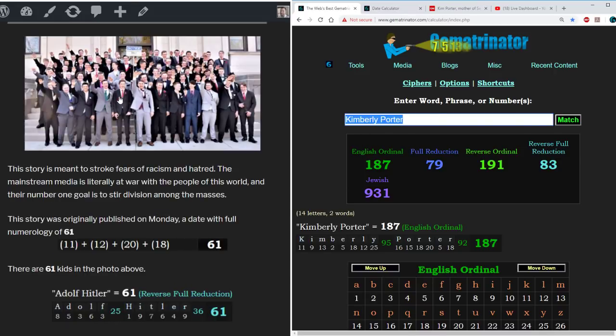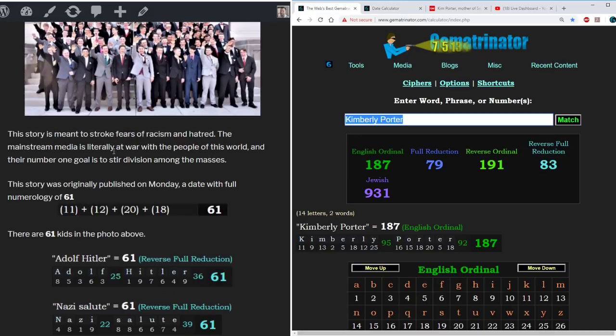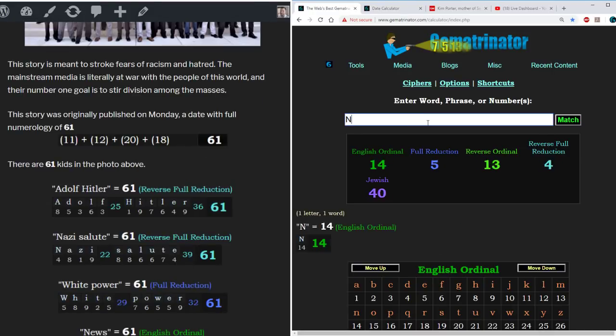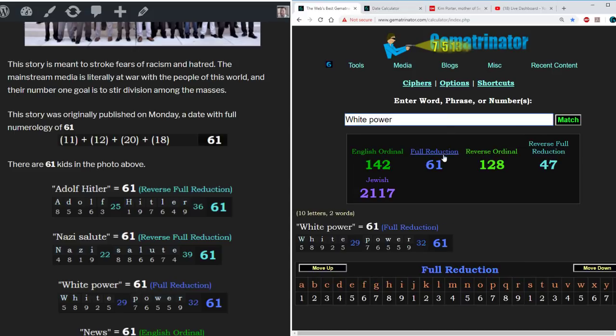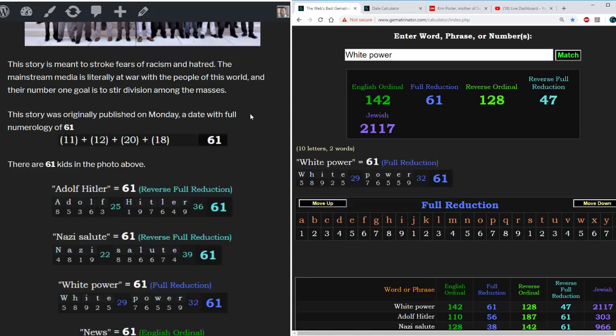And all these kids, or almost all of them, are giving a Nazi salute. The phrase Nazi salute has gematria of 61 in the reverse order. The Nazi salute a tribute to Adolf Hitler. Adolf Hitler equals 61. And here they're talking about this in relation to white power. White power summing to 61.